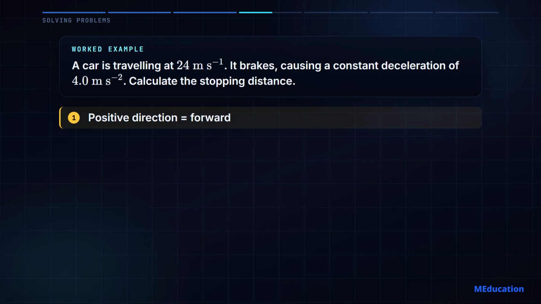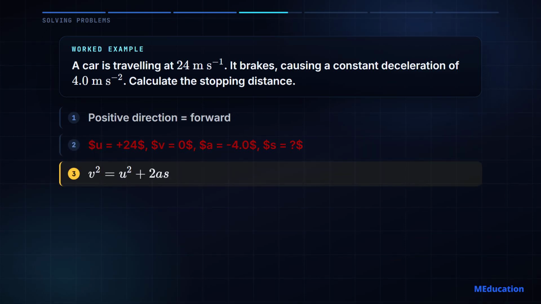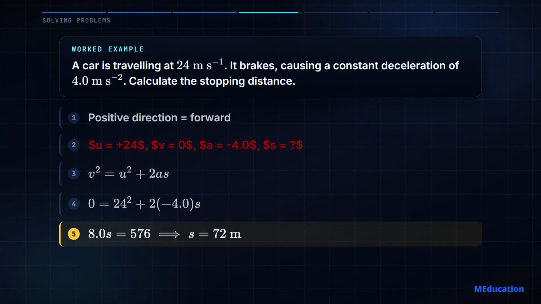We take the forward direction as positive. List the variables. Initial velocity is positive 24, final is 0, and acceleration is minus 4.0 because it opposes the motion. We don't care about time, so we choose the time-independent equation. Substitute the numbers exactly as they are. Rearrange and solve. The stopping distance is 72 meters.